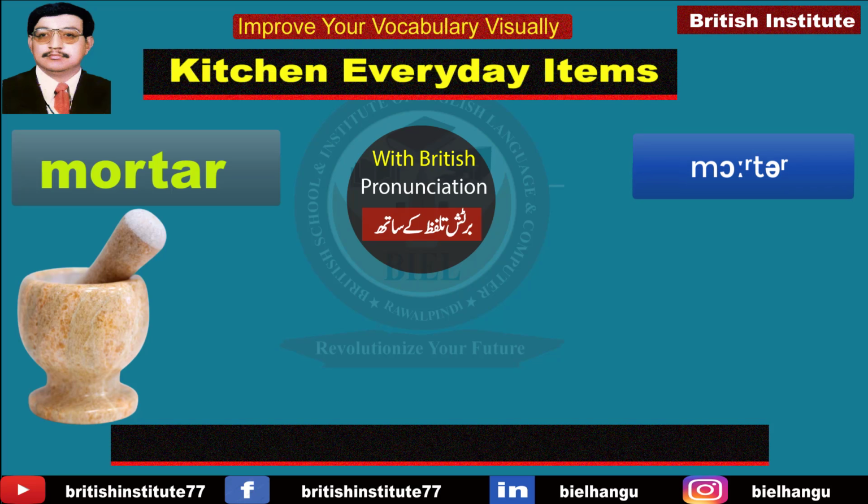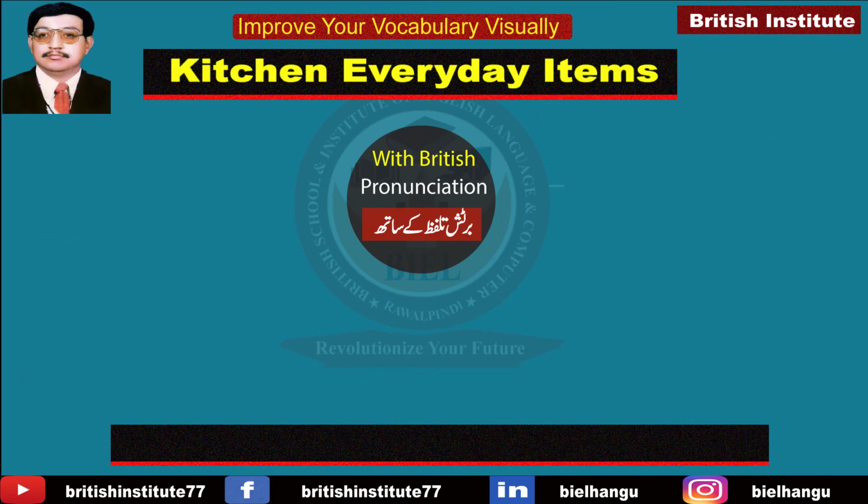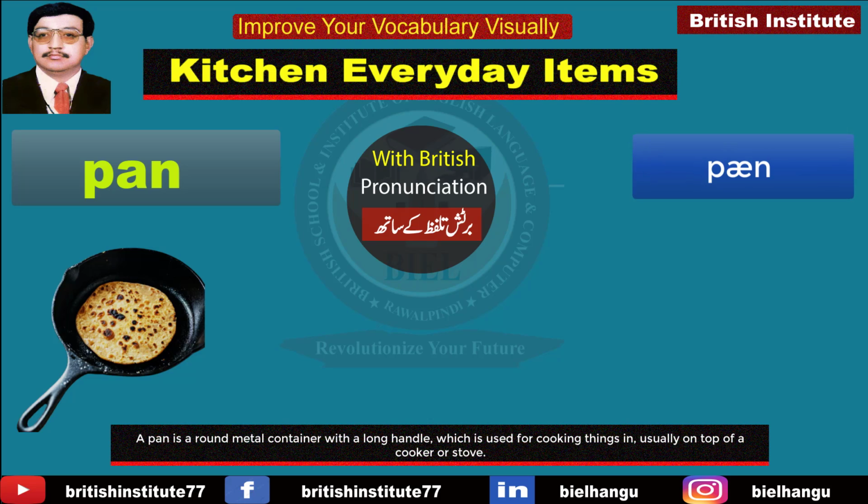Mortar. A mortar is a bowl in which you can crush things such as herbs, spices, or grain using a rod called a pestle. Pan. A pan is a round metal container with a long handle, which is used for cooking things in, usually on top of a cooker or stove.